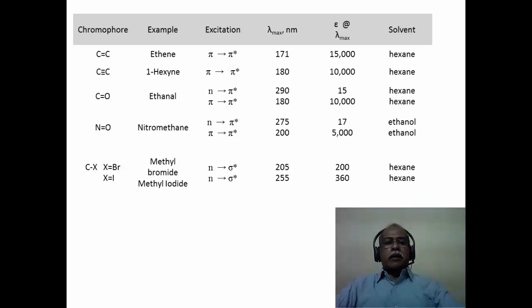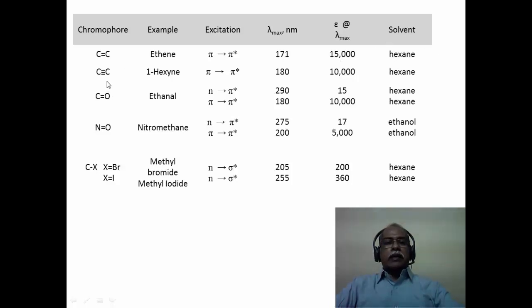Now this table essentially lists some of the chromophores. We will see what is the definition of a chromophore in a while. The carbon-carbon double bond essentially has a pi to pi star transition which occurs around 171 nanometers. It is an allowed transition, that is why the epsilon at the lambda max is very high. It is about 15 times 10 to the power 3 or so, measured in hexane as a solvent.